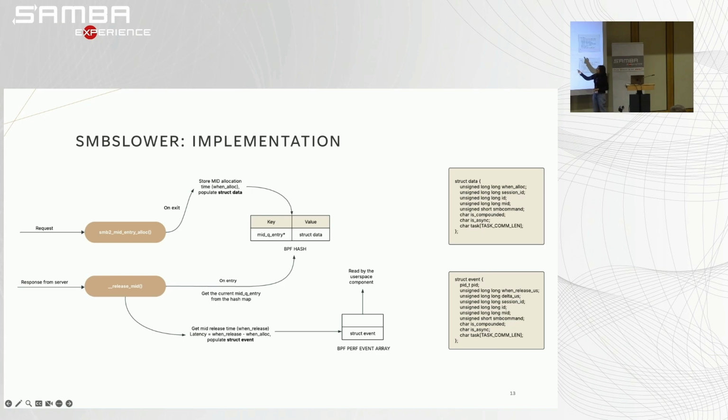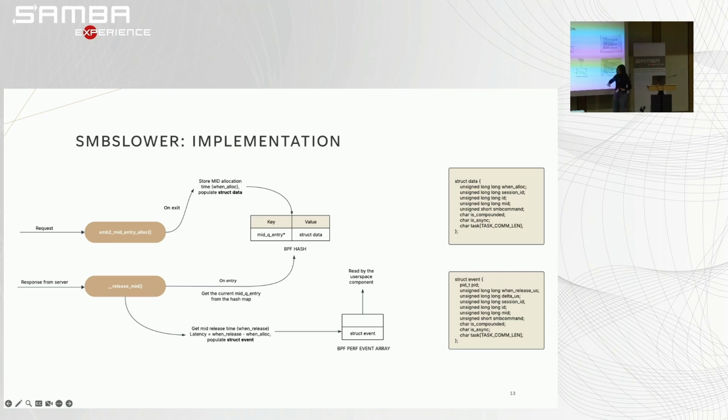What I do is hook onto the exit point of that function, and I store some information in this structure: maybe the session ID, the message ID, the SMB command, whether the request has been compounded, et cetera. In addition, I also store the time when the mid was allocated, that is, when this function was exited. This structure I store in a BPF hash map. The key is the mid queue entry pointer, and the value is this structure populated with the data we just extracted from that function.